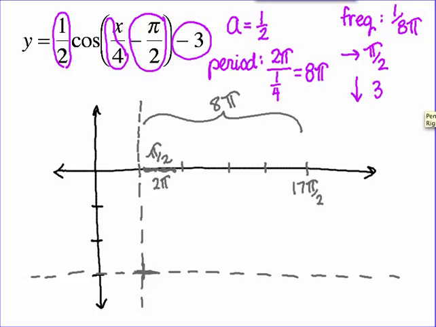Okay, so let's look at the problem. The problem is a cosine. Cosine means it always starts at a high point. So here's my new origin right here. So my amplitude is how high? 1/2. So I'm going to go up here and place a dot about 1/2 up. Where's your next dot going to be? 0. Yep, right over here.